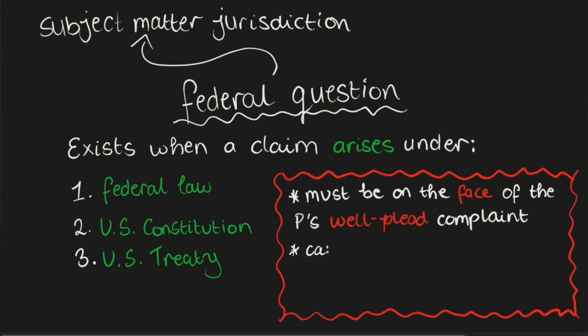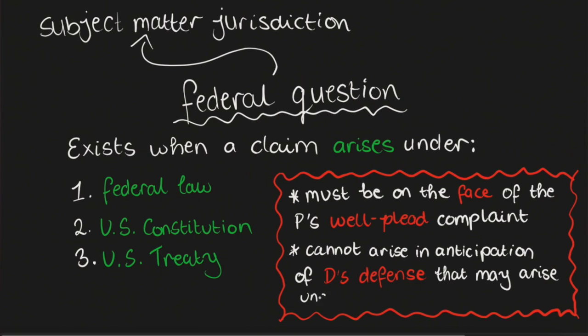It must arise out of the plaintiff's complaint, and it can't be brought in anticipation of the defense bringing some kind of federal question like a constitutional right. For example, if a plaintiff was bringing a breach of contract case into federal court, but then they think, oh, I bet they're going to bring up some kind of amendment right in defense of this, so we'll be ready for it and we'll counter it with that. It's not enough to keep it in federal court under federal question. The plaintiff themselves must have been able to present it on the face of their complaint as a federal question arising under federal law, the US Constitution, or US treaties.